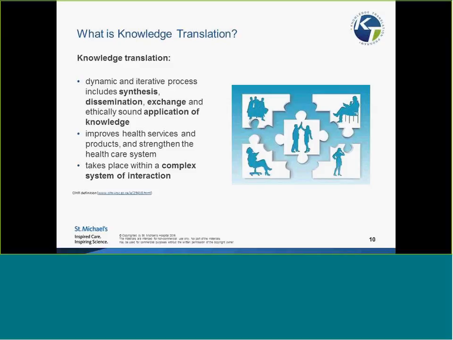So first, we need to include the synthesis, exchange, and communication of knowledge. So in other words, we make sure that we're synthesizing all of the available evidence to select what is the best available evidence. We want to share that evidence. And dissemination is not a one-way street. The researchers share their findings with other people, but really it's an exchange going back and forth between researchers and the end users, so that it really is a bi-directional relationship.